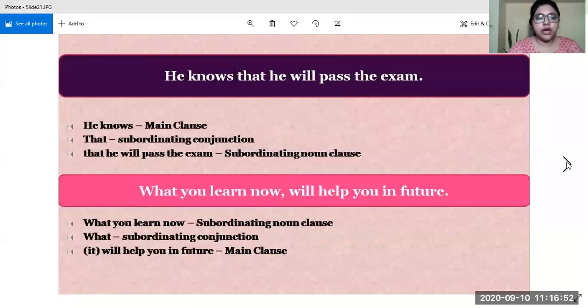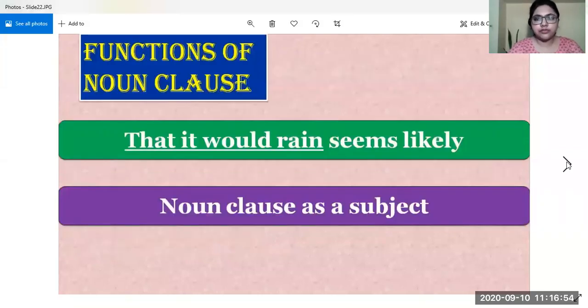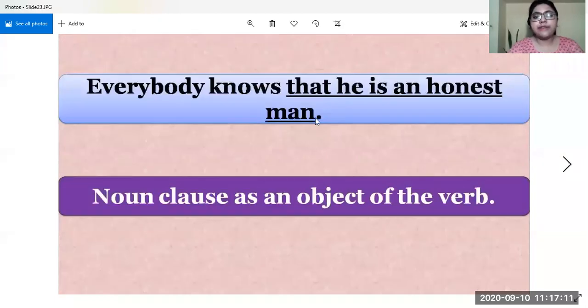Now, what are the functions of a noun clause? A noun clause acts as a subject when it is placed in the beginning, at the place of the subject, like: That it would rain seems likely. What seems likely? That it would rain. So here it is acting as a subject. It acts as the object also. Everybody knows that he is an honest man. Everybody knows what? That he is an honest man. So it is placed towards the end of the sentence, so it has become the object.